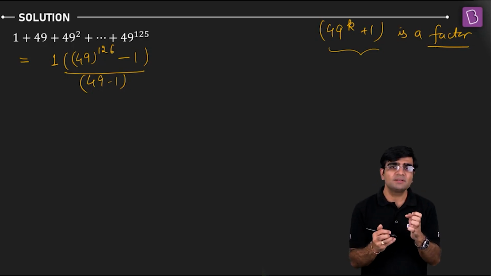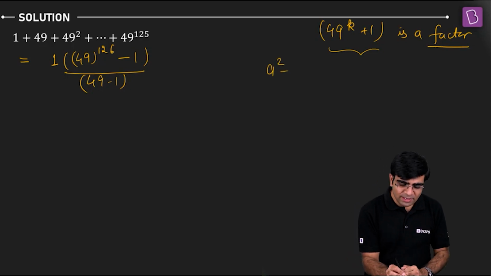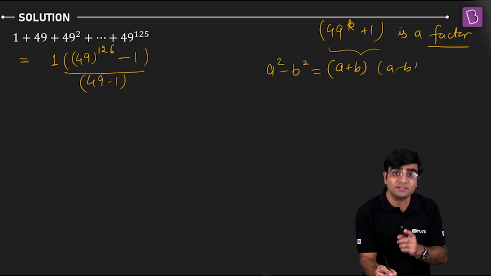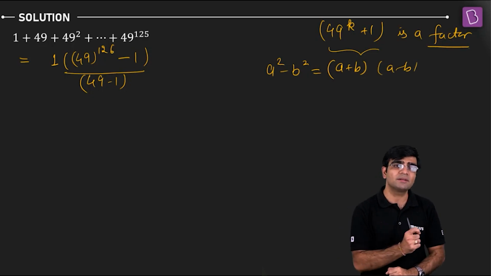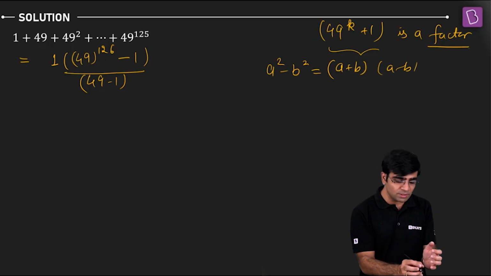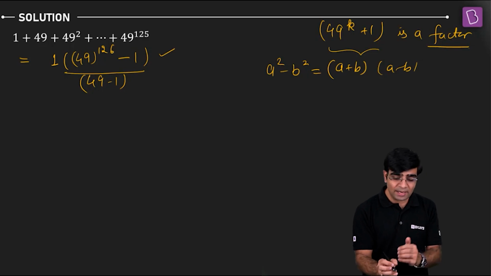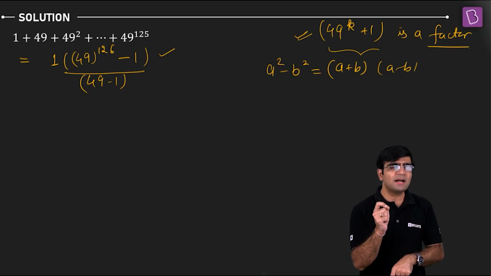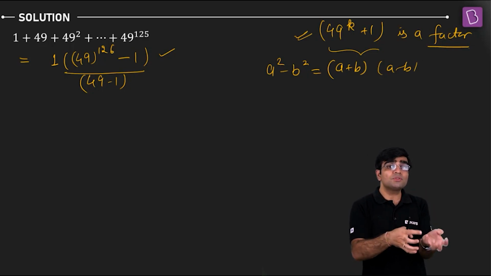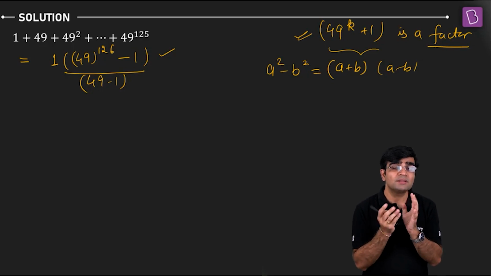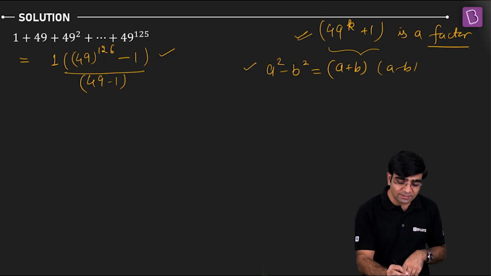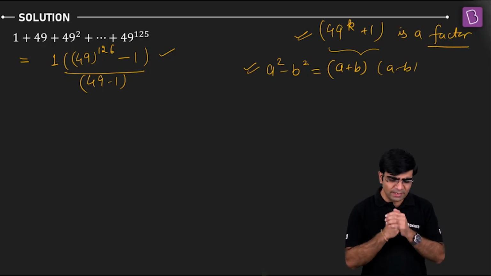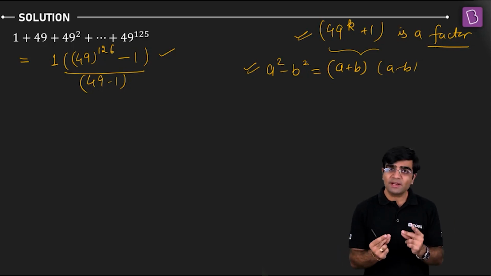Any result? Yes. Logically, a square minus b square will eventually lead me to a plus b into a minus b. That's how you think as a student. You have to logically connect it. I have the difference of two terms here, 49 raised to 126 minus 1, and there I have to create a factor as 49 raised to k plus 1. Which means I have to turn the subtraction of those two terms into an addition of two other terms. And that can successfully be popped up as the identity of a square minus b square equal to a plus b into a minus b. Lovely. Right?